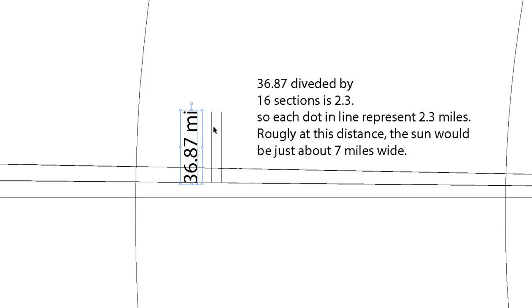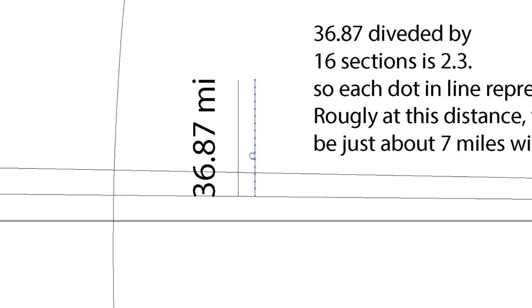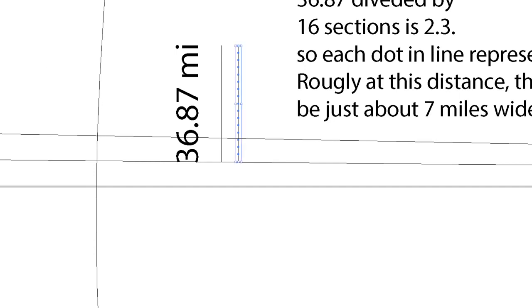But anyway, I took that line from all the way to the left and I brought it closer in like that. So it's about that tall, 36.8. So let's roughly say 37 miles. And so I divided that line by 16. So 16 increments of that line is going to be 2.3 miles each increment. And so you see that distance at the bottom there.